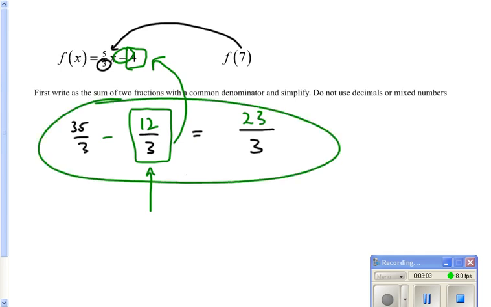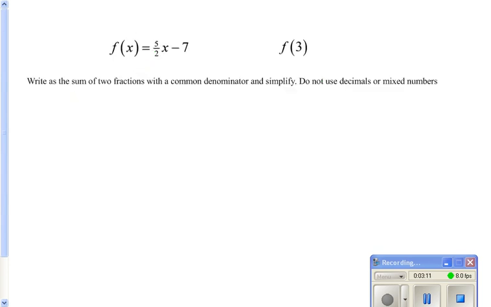And there's your solution. Be sure and show the sum of fractions with a common denominator. Don't just give me 23/3. Show the fractions. Once again, the only denominator I have is 2. So I'm going to write as the sum of two fractions with a common denominator. Everything's got to be over 2, and simplify, equals something over 2.